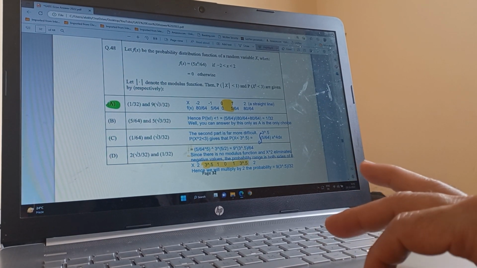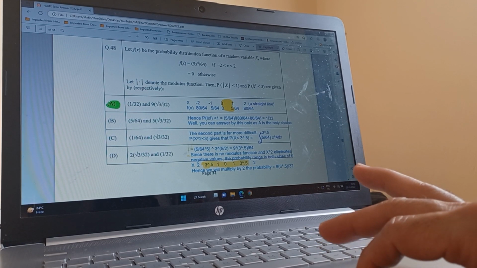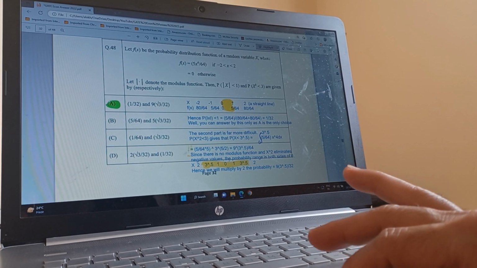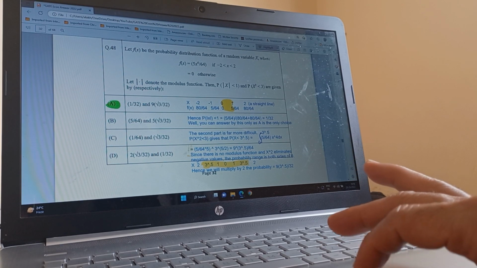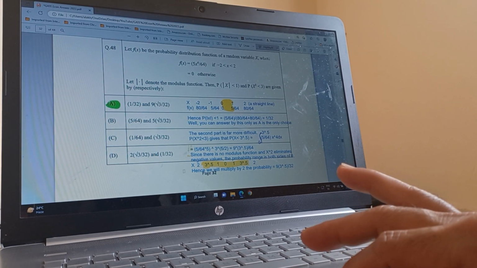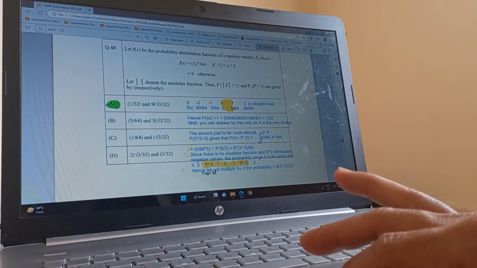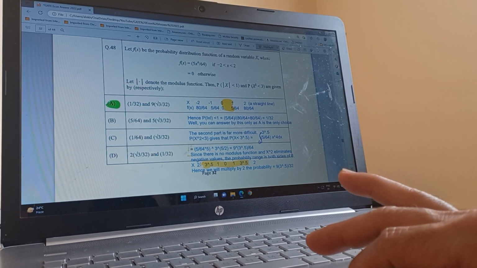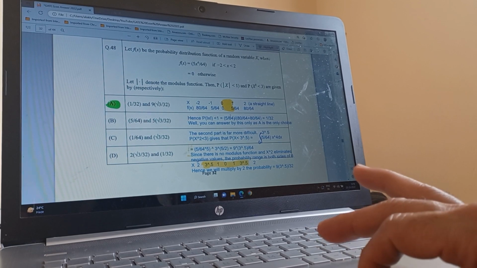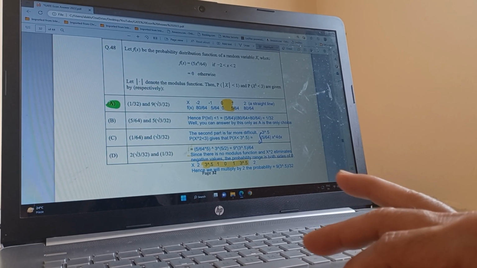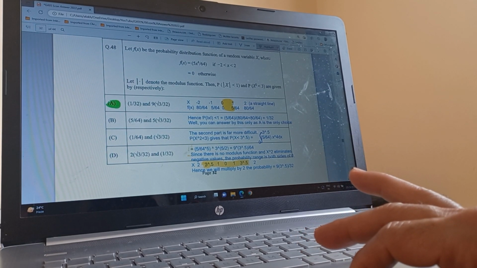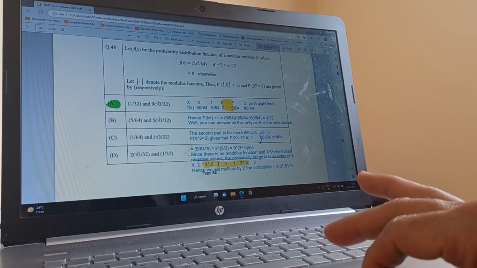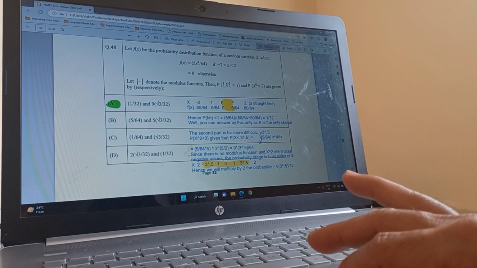Since there is no modulus function and x square eliminates negative values, the probability range is both sides of 0. So x ranges from here, and it won't be 2 because the condition is x square value is less than 3. So it starts from less than 3, it will be 3 to the power 0.5, then 1, 0, 1, and 3 to the power 0.5, and then 2.